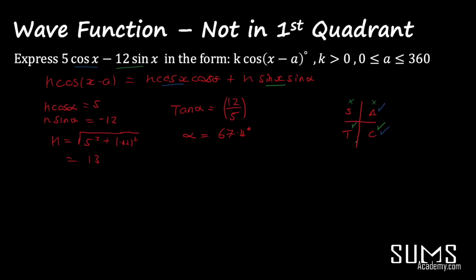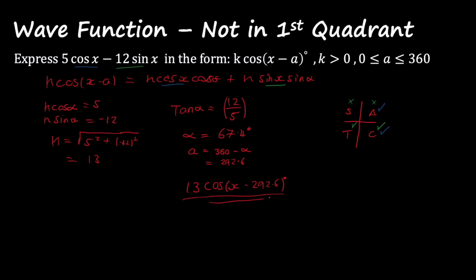Okay, so what does this mean when we're figuring things out? Well, you could think, okay, so a is going to be equal to 360 minus alpha, which is going to be equal to 292.6. So our final answer is 13 cos(x minus 292.6 degrees). Okay, so that's our final answer.